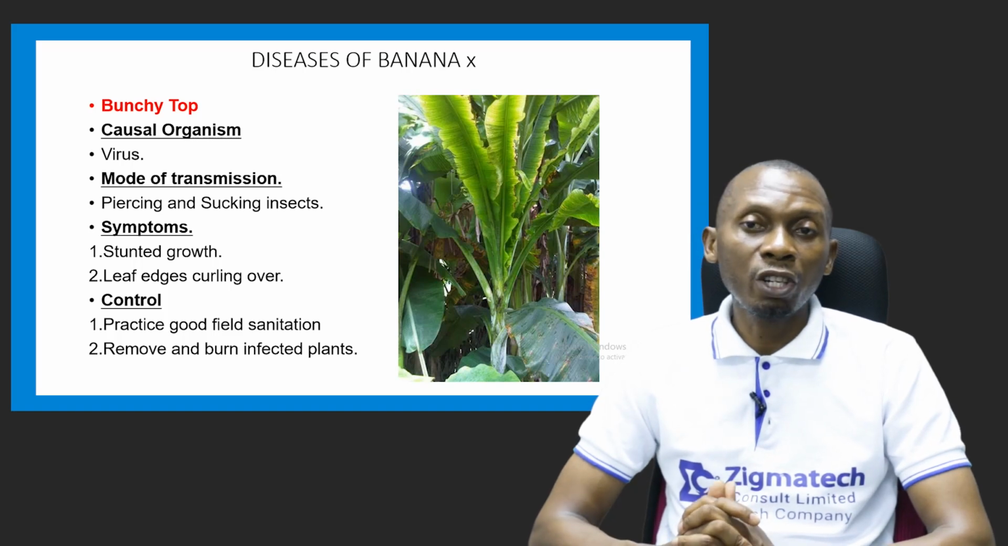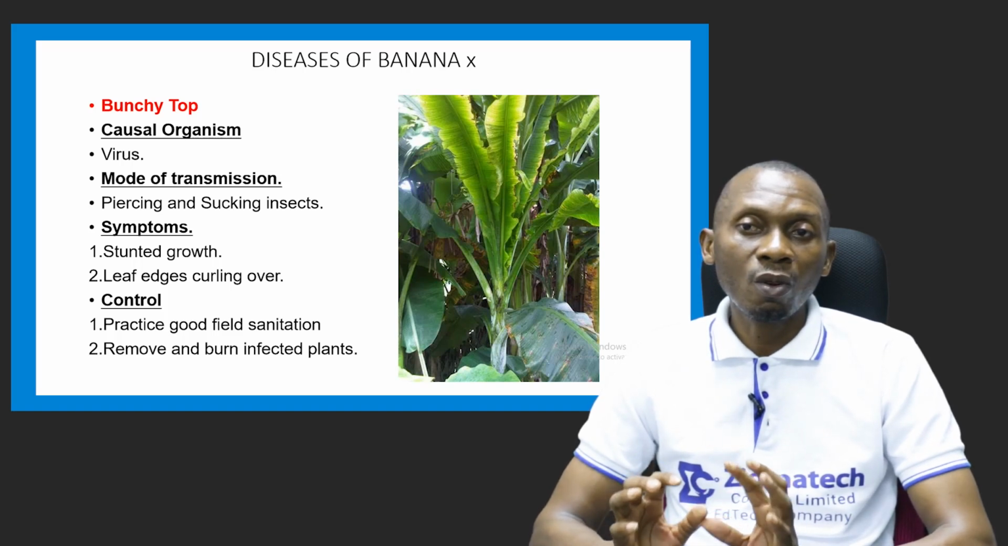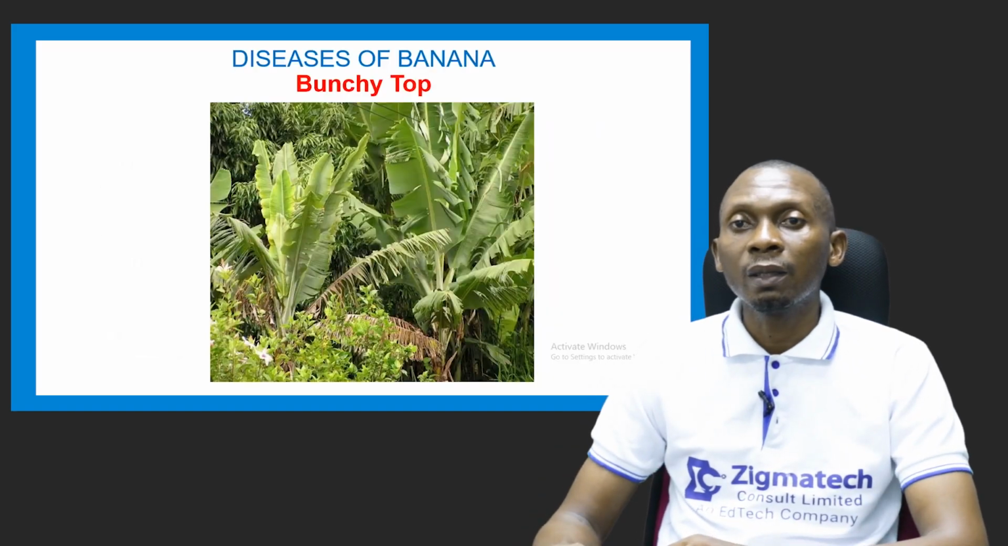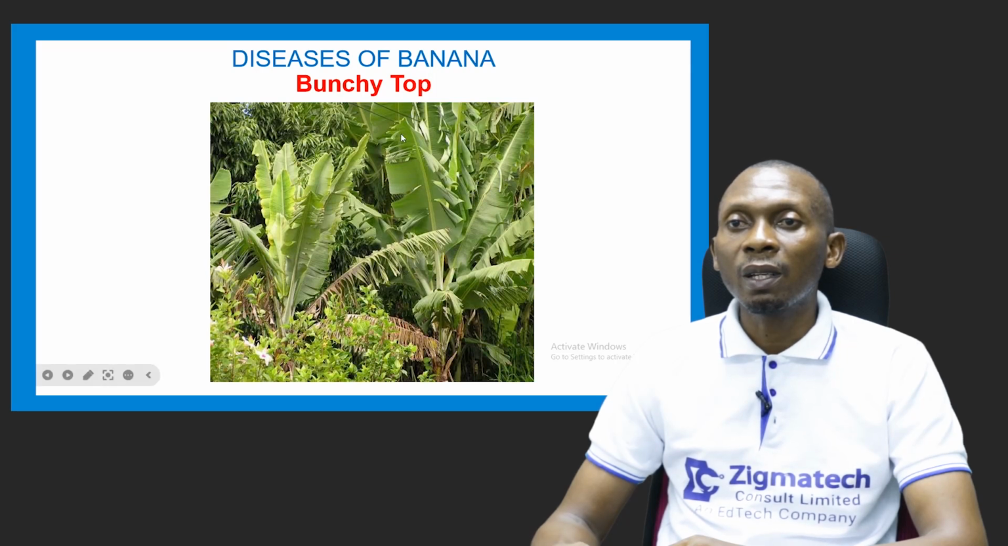Remember, the term given when you remove and burn affected plants is called roguing. Okay, so this is bunchy top. You can notice the curls. You can notice the curls of the leaves.